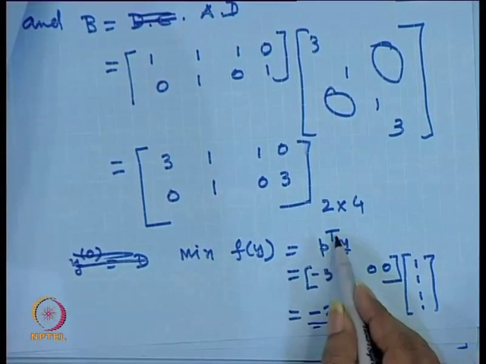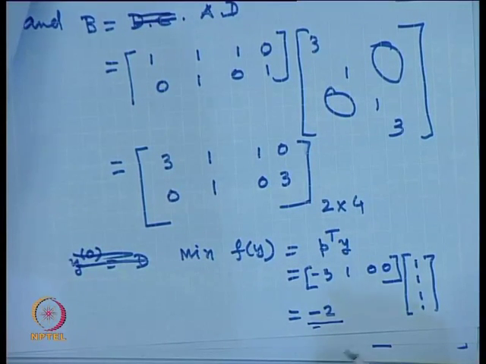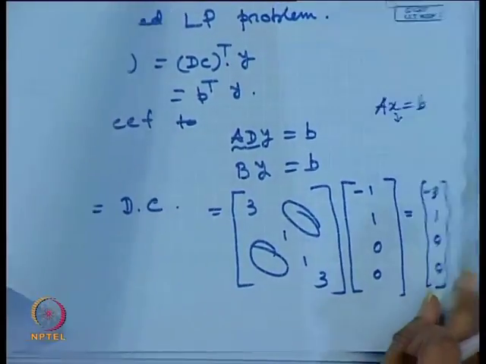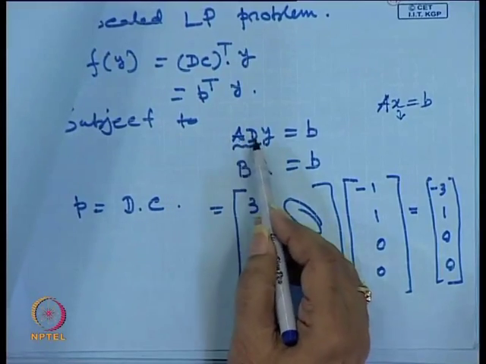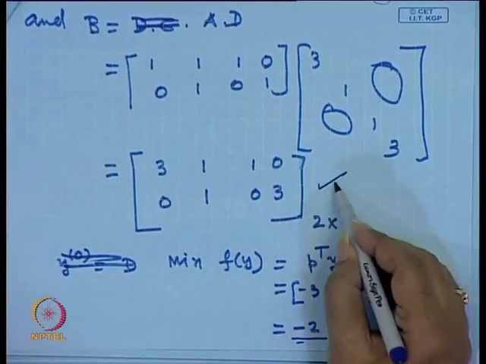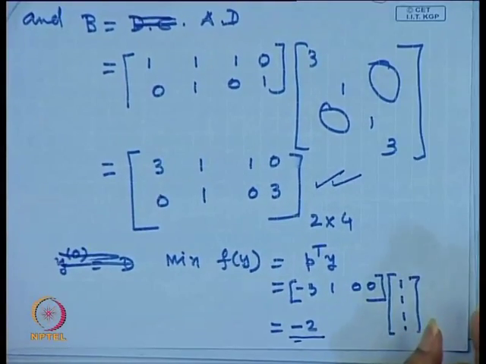We have seen p transpose y is 2, and a d is nothing but a b. I can easily compute b, because I know a and I know d. So this is our b. Now, once you know b, I am in the new decision variables, that means y, and y superscript 0 is the initial interior point in the new decision variable coordinate axis.